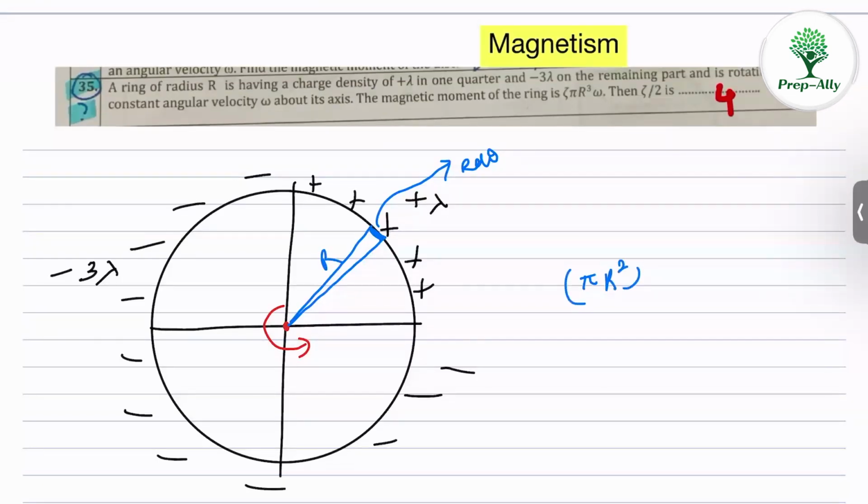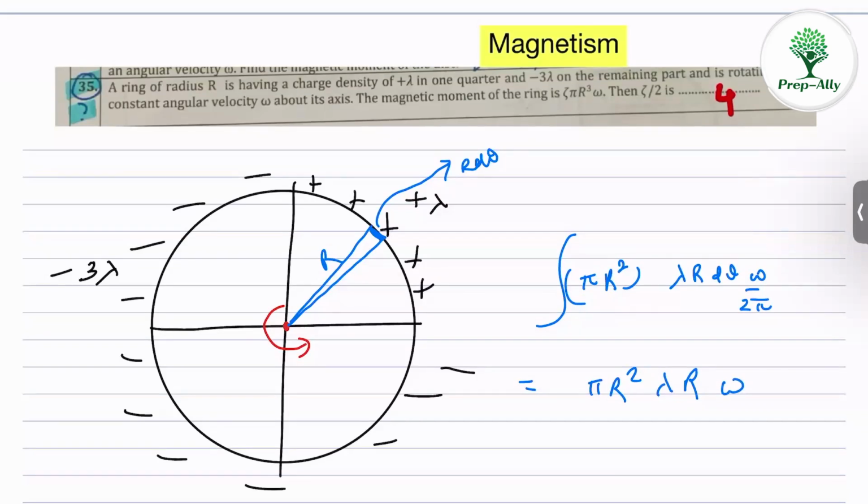How much is the current due to the small element? Lambda into r d theta into omega by 2 pi. If you sum it up, then what is the total magnetic moment for this entire quarter? Pi r squared lambda r omega.